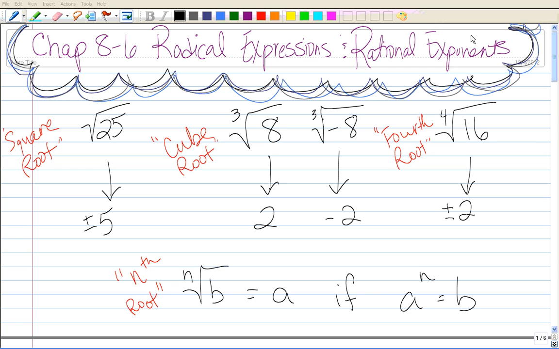Everyone, let's look at radical expressions and rational exponents. This is in chapter 8-6 of your textbook, which you can check out. These same examples, but I'm going to work through these so that way you can get a better understanding.